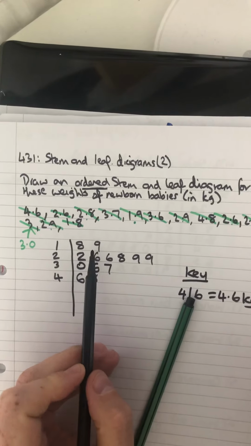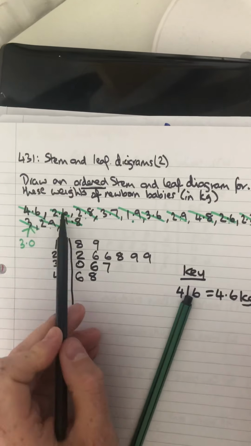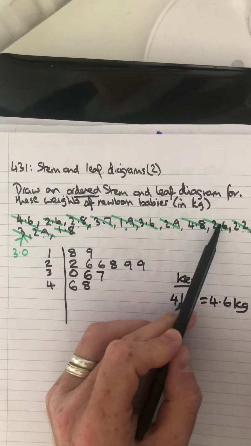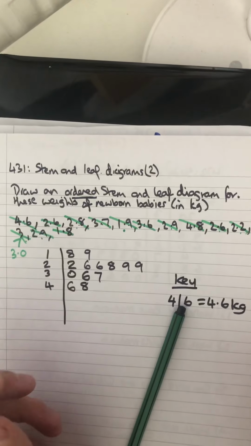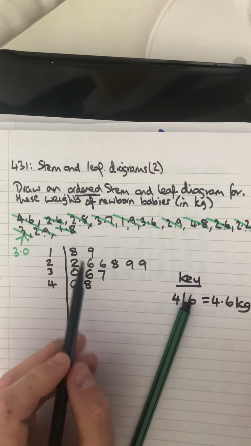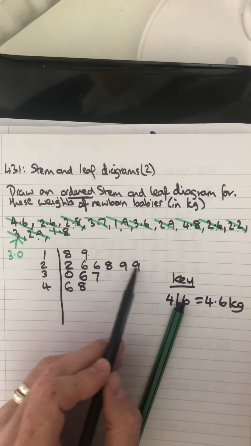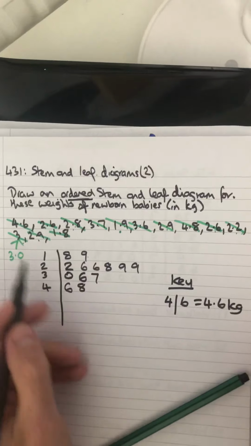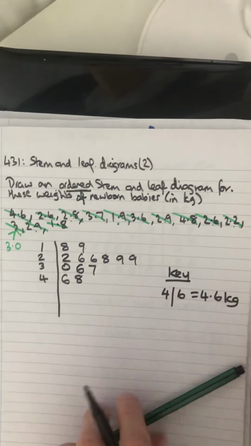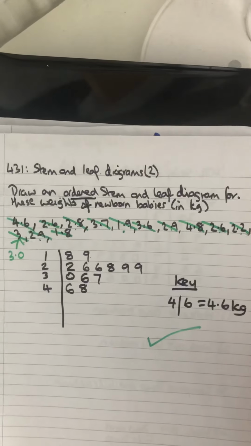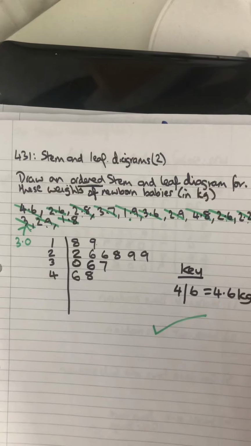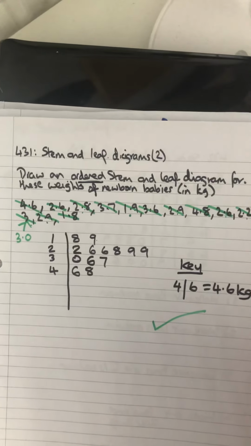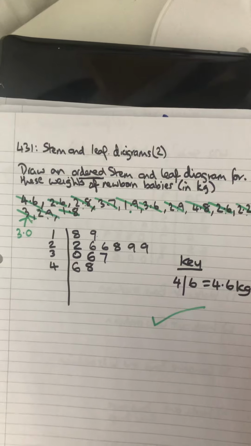And double check you've got the right number, so how many there are. It's 1, 2, 3, 4, 5, 6, 7, 8, 9, 10, 11, 12, 13 babies. They're all crossed out, so there should be 13 in here. I'm done. That's in order. I've included all the numbers and I've got a key. Okay, so all you've got to do is select the correct diagram on Haggerty that looks like the ones you're drawing in your book.